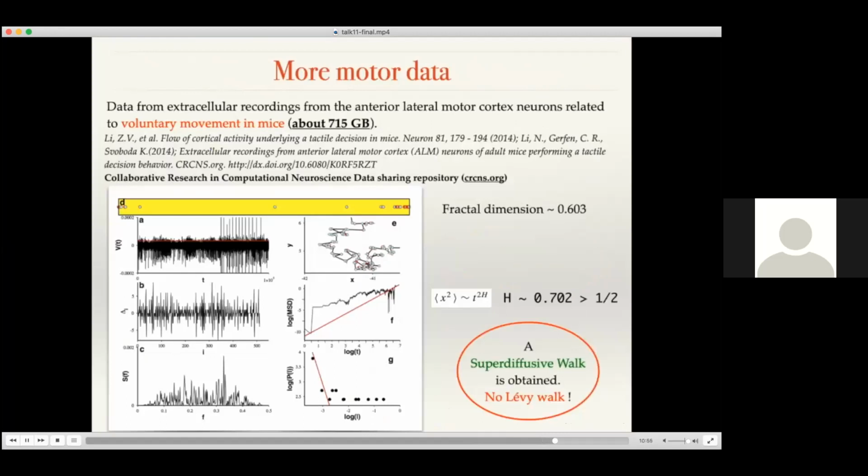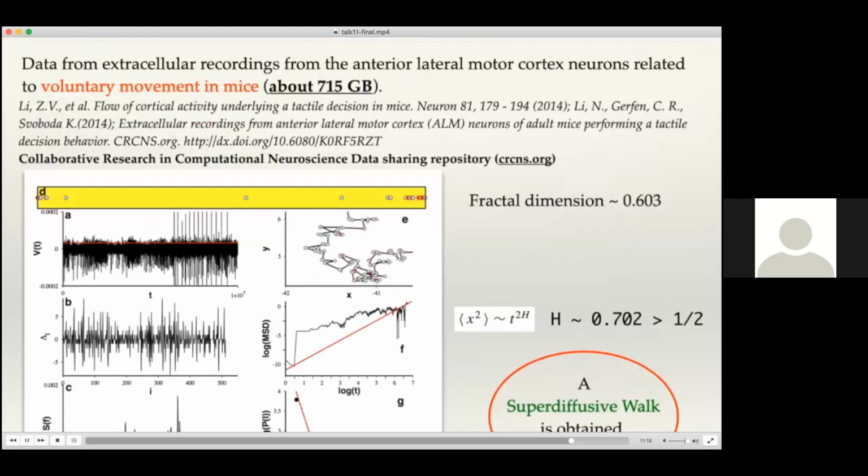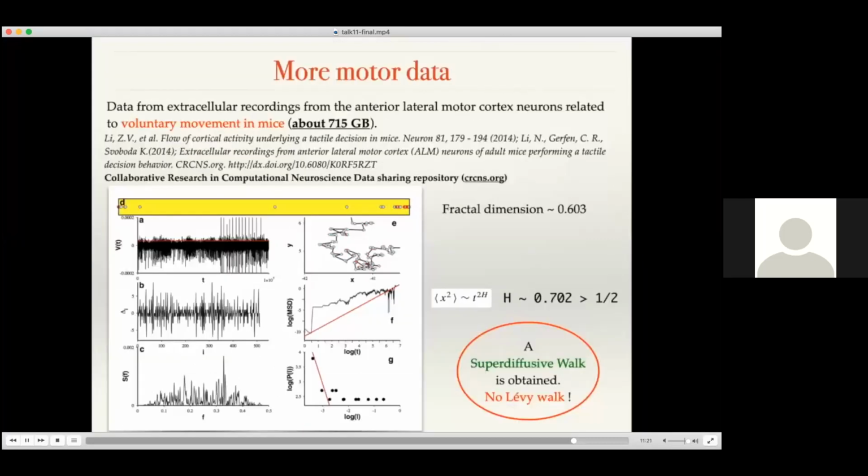This case is an experiment of a voluntary movement in mice. This is a smaller set, and as you can see here, an example of the raw data is at plot A, and from that temporal series, the capital Greek Delta temporal series is shown at B, and the power spectra is shown at C. On that power spectra, we can calculate a fractal dust, which has a fractal dimension of 0.603, and from that fractal dust, we can build a random walk on the plane that has a mean square displacement behavior characterized by a Hurst exponent 0.702, also larger than a half. But the distribution of steps doesn't show a power law.